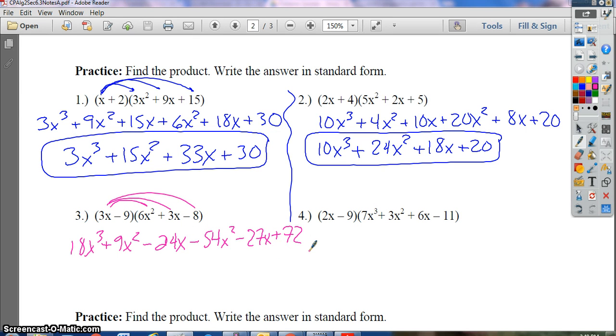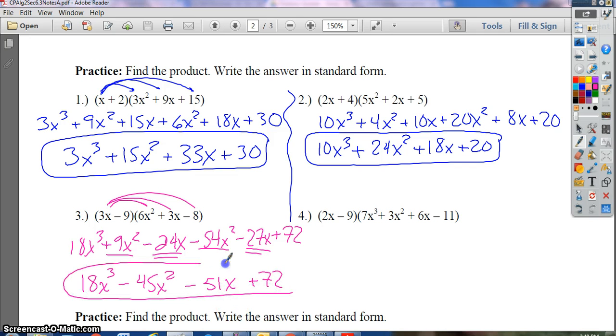All right. Now, like terms again, 18x cubed stands alone. We're looking at negative 45x squared. Looks like 51 x's, and 72 on that end. So there you go. Going to 4. Oh man, what a plethora of multiplication.